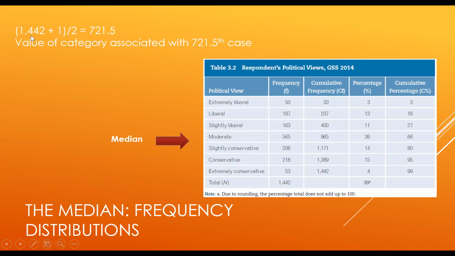So we would be taking this right here, our total N. We always add 1 to make an even divide. So it'd be the 721.5 case. That's where we're trying to line it up. That's the case number where we want it to be. So that's how we would calculate it.